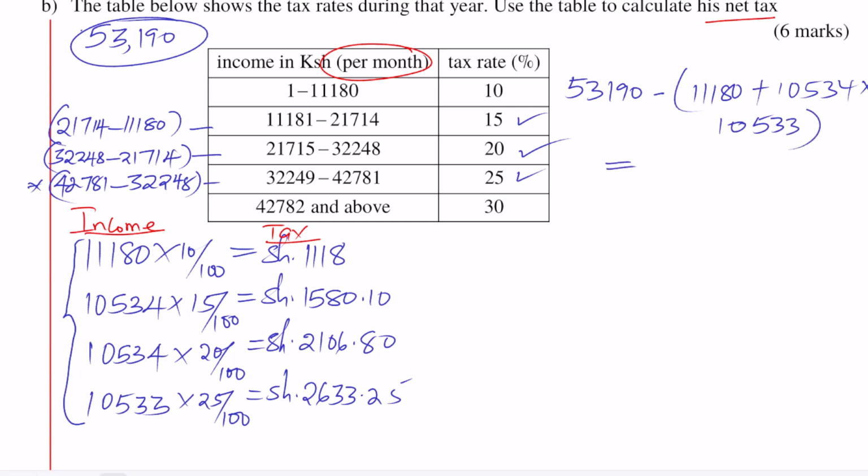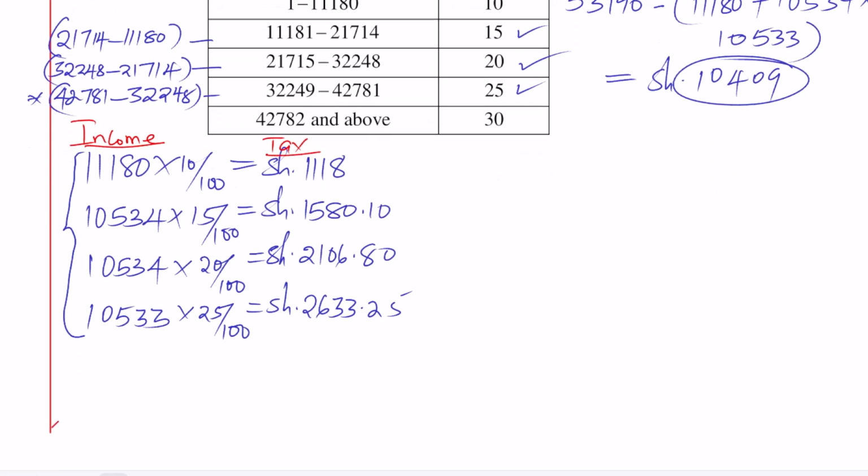So the remaining amount will go to the last slab. So work out these, and you'll notice what is going to the last slab will be 10,409. So that is what is remaining, and that is what is going to the last slab.